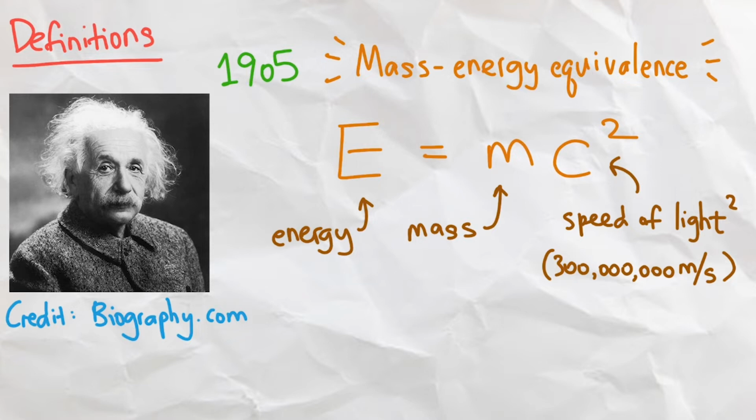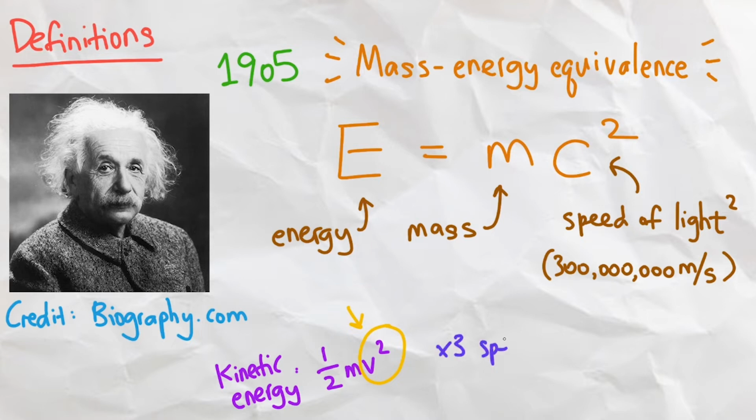But why do we square the speed of light? Looking at the kinetic energy formula, we see that energy equals half of mass times velocity squared, telling us that if an object is moving at 3 times its original speed, then it will have 9 times its original energy. So now what does this equation actually tell us?